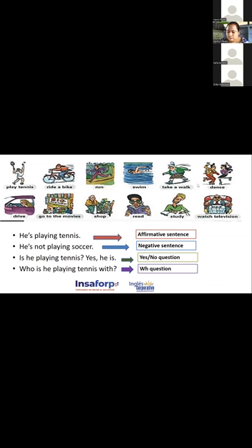Remember the rules for the spelling of the verbs in the ing form. ¿Se acuerdan que vimos alguna regla sobre eso? For example, write in the ing form is riding. Riding, exactly. We delete the E and we put ing. What about the verb run? Running. And what is the rule? Yes, we double the N.